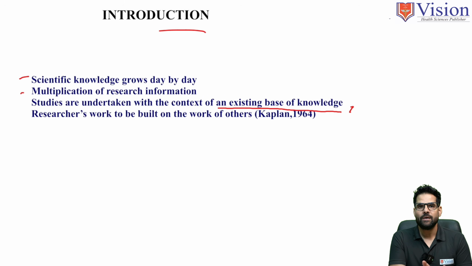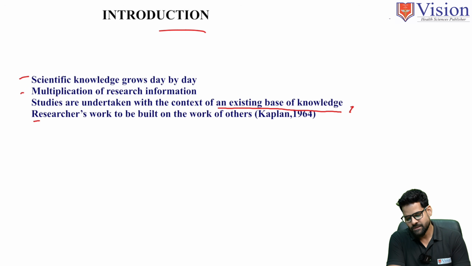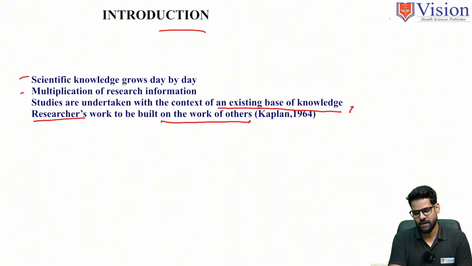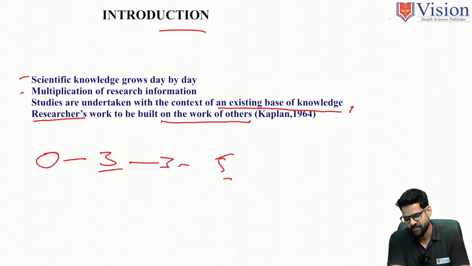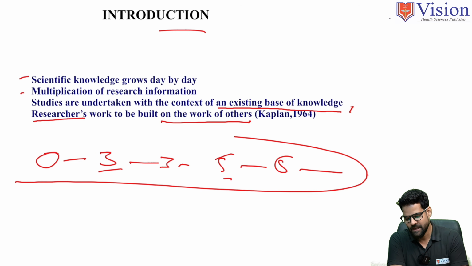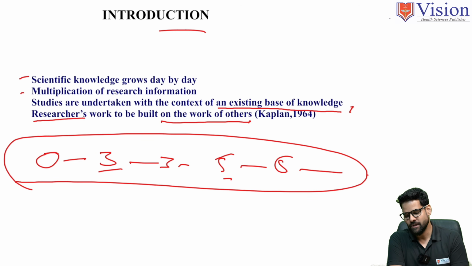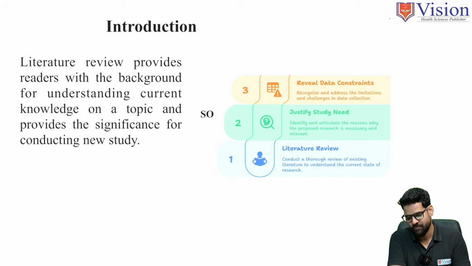I mean to say, when someone ends their research somewhere, you start from there. A researcher's work is to build on the work of others. Research is not about starting from zero all the time. If somebody has started from 0 and reached the level of 3, then you start from 3 and end up somewhere at 5. Somebody else will come, start from 5 and end somewhere. So research is basically a cumulative process, and for that, literature review becomes very important.